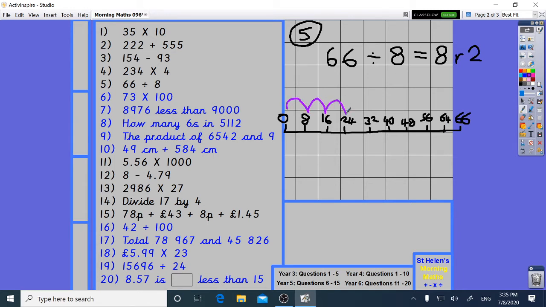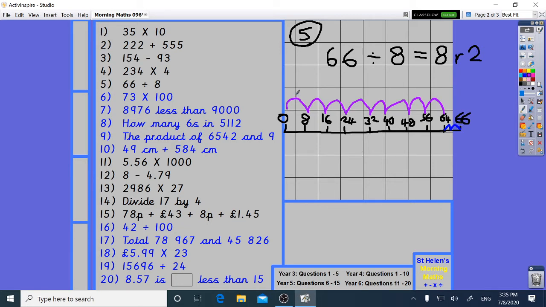8 and 16, 24 and 32, 40, 48 and 56. And 64 and 72 is the next one, which we can't do because we're ending at 66. So at the end, you just count in 1. 64 would go to 65, that's 1. 66, that's 2. That's where we get our little remainder 2 from.